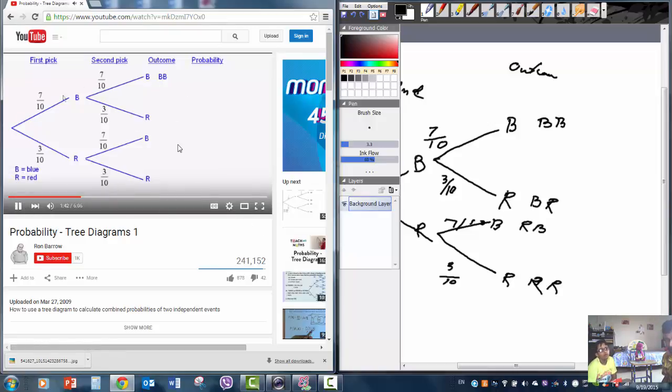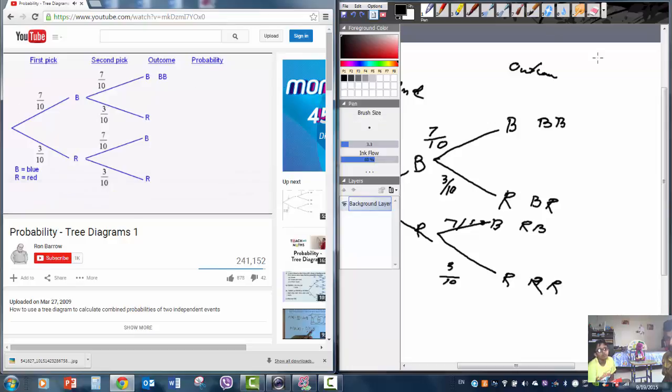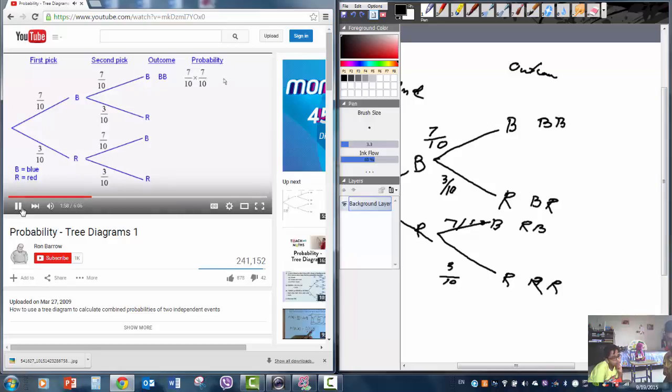Now let's look at how they calculate the probabilities of getting blue-blue, red-blue, and so on. The first branch is blue and then blue. The outcome of this first branch is blue and then blue, so I've labelled it BB. And the probability is 7/10 times 7/10 because it's blue and blue. If you remember, when you're ANDing 2 things, can you guess why this will be? Because you're multiplying blue by blue.